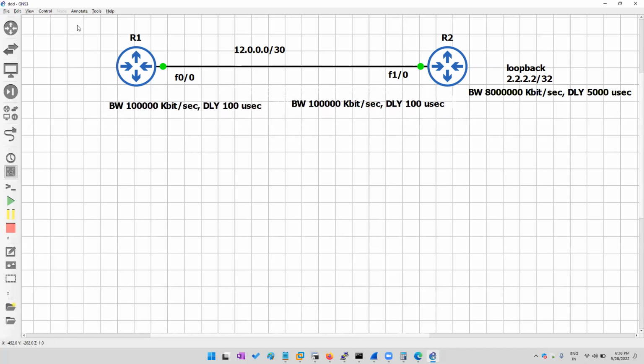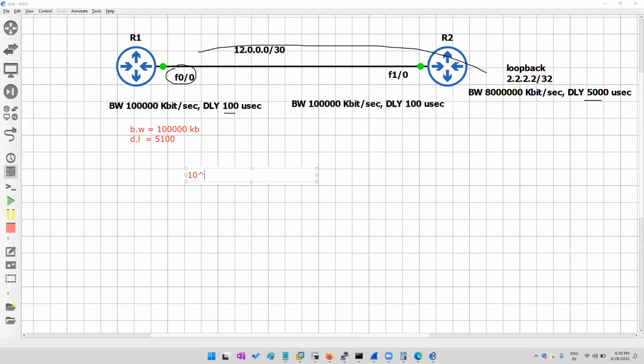Now R1, on the receiving side, I am using the least bandwidth, which is 100000 kilobits. And delay, how many? Verify now, brother. 5000 is already the sending time and the receiving time is 100. So the total delay is 5100.